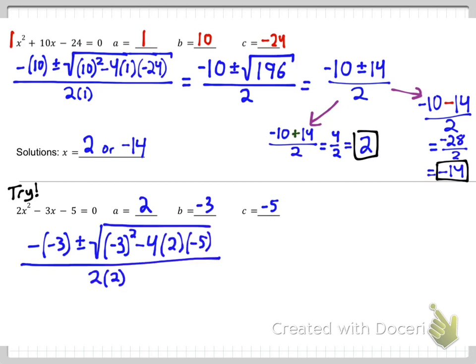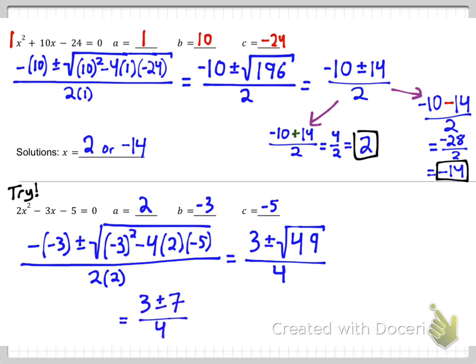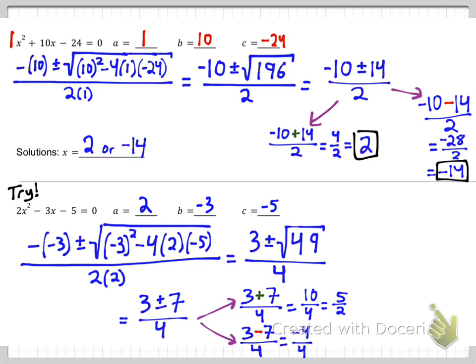Divide all of that by that, 2 times 2. When we simplify this, we get 3, positive 3 this time, plus or minus the square root of 49, which is a perfect square again. That's 7 squared. So 3 plus or minus 7 all over 4. One equation is 3 plus 7 over 4. The other one is 3 minus 7 over 4. And that becomes 10 fourths, or 5/2 when you simplify it, or 2.5 as a decimal. And the other one becomes negative 1. So those are our 2 solutions for the last one, 5/2 and negative 1.